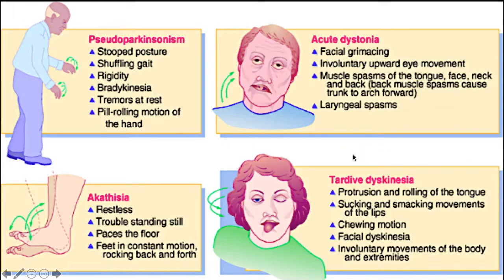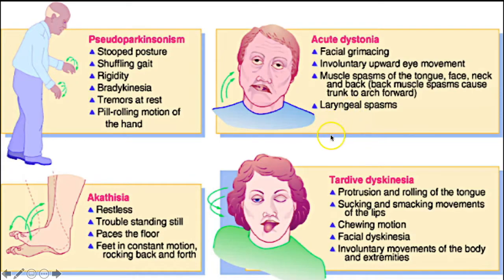Here is a visual of what tardive dyskinesia looks like. Pseudo-Parkinson's: the stoop posture, shuffling gait, rigidity, slow movement, tremors at rest, and pill rolling. Akathisia: restless, trouble standing still, paces the floor, feet in constant motion, rocking back and forth. Tardive dyskinesia: protrusion and rolling of the tongue, sucking and smacking movements of the lips, chewing motion. Acute dystonia: facial grimacing, involuntary eye movement, muscle spasm of the tongue, face, neck, and back, laryngeal spasms. That will be very dangerous.